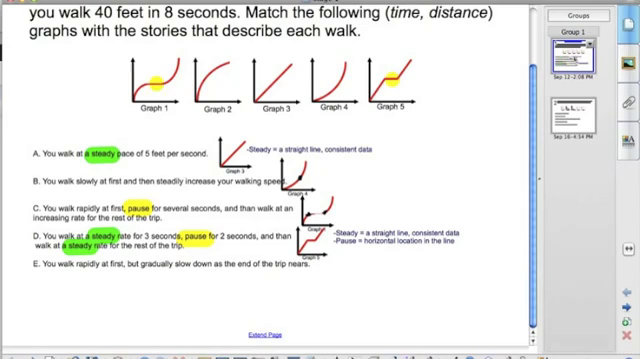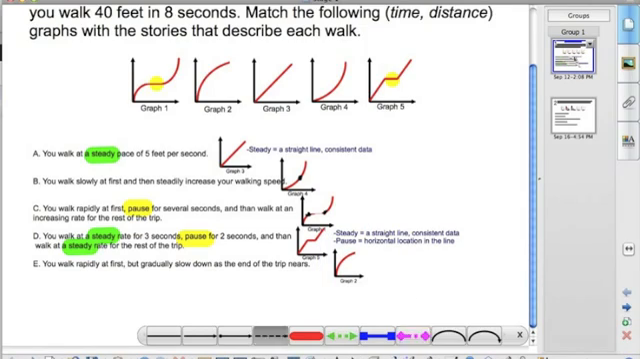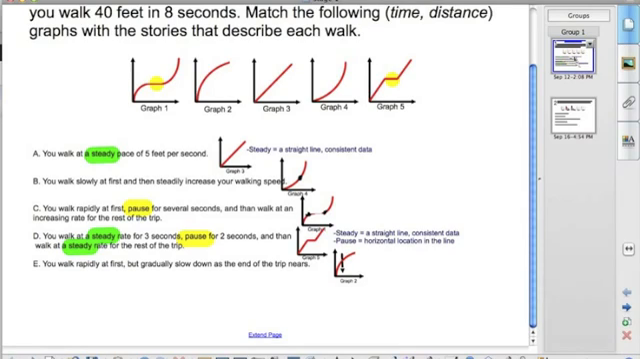Letter E says you walk rapidly at first, but gradually slow down as the end of the trip nears. And of course, what we have left is our graph 2. But more importantly, we know that the line at the beginning of graph 2 is more vertical, which shows an increase of speed, and the line towards the end of graph 2 is more horizontal. So right about here is where our data changes, and that's kind of how we know that they're going from a faster pace to a slower pace.